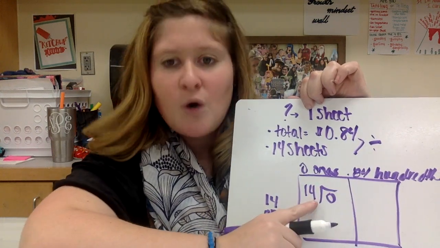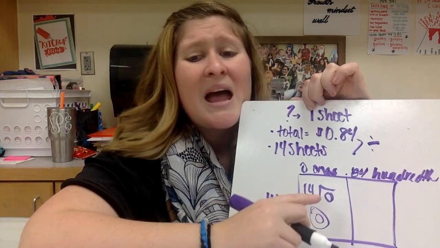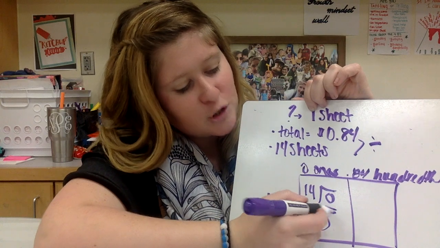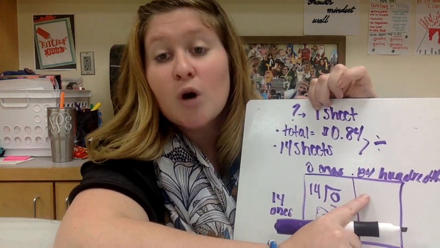Well, if I have 0, I have nothing I can work with. So this 0 is my answer. And there's no remainder or anything because it's still just 0. So we're going to leave this 0 and we're going to move on. Now we're in the 84 hundredths.